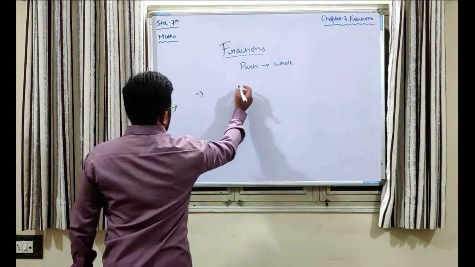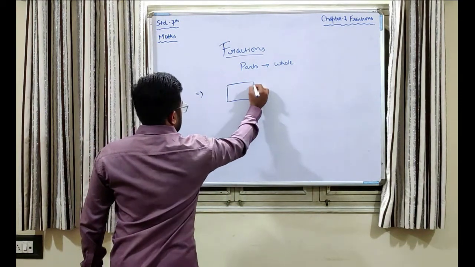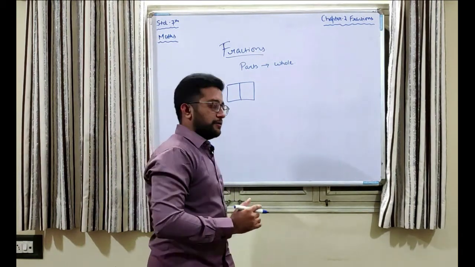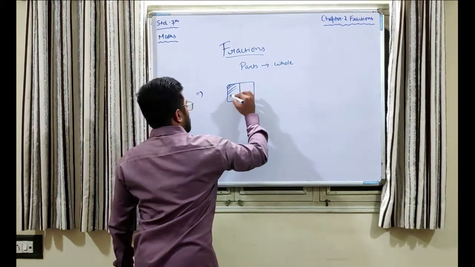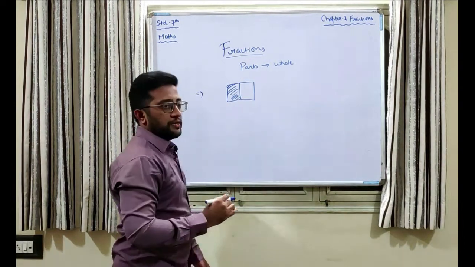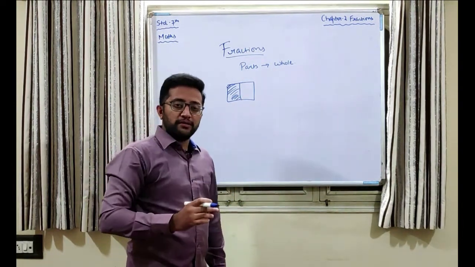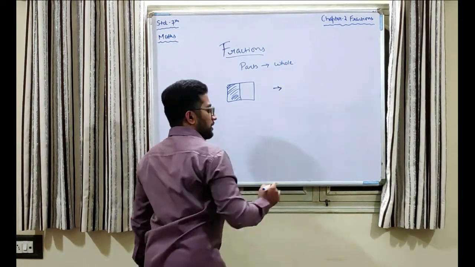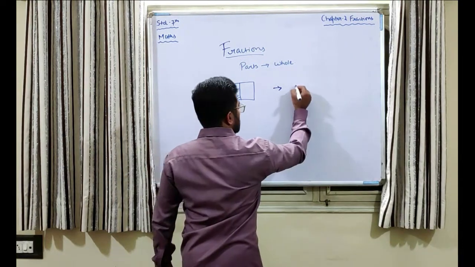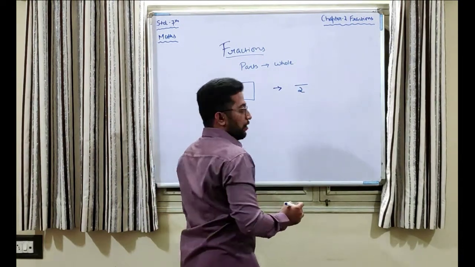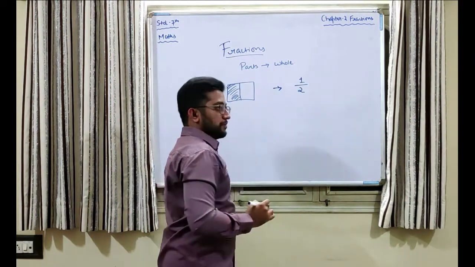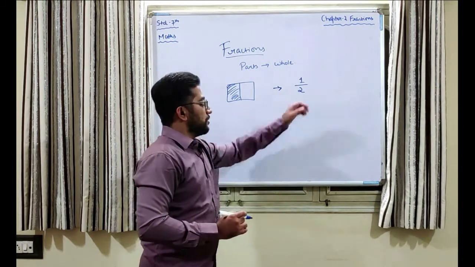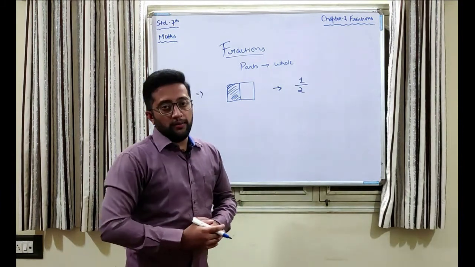Suppose this is a rectangular box and I have shaded this part on the left hand side of the box. Okay, I divided it in two parts and I have shaded the part on the left hand side. So if I want to denote the same in a numerical value, I will write it down as there are total two parts, out of which first one is shaded. So I can write down as the shaded part in this picture is 1/2 of the complete part.